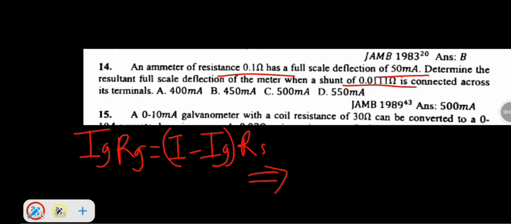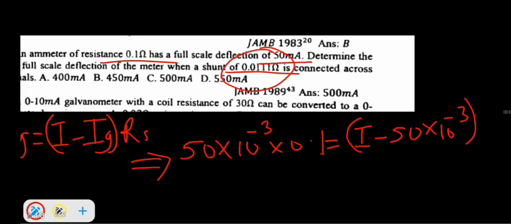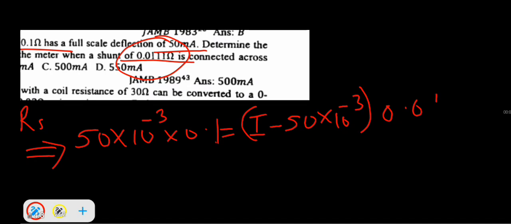So if you plug in the values, IG is 50 milliamperes, that will be 50 times 10 to the power minus 3. We are multiplying by RG. RG is 0.1, equals, I is not known, so I minus, that's what I'm looking for. Your IG again is 50 times 10 to the power minus 3. Everything will be in brackets like this. Then you're multiplying by RS. RS is 0.0111.